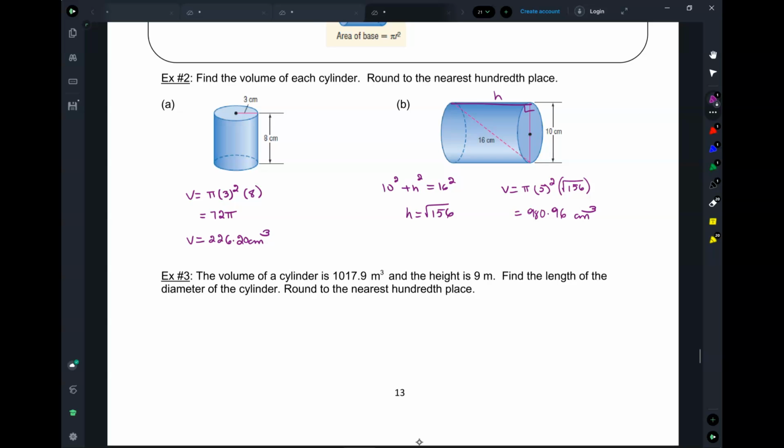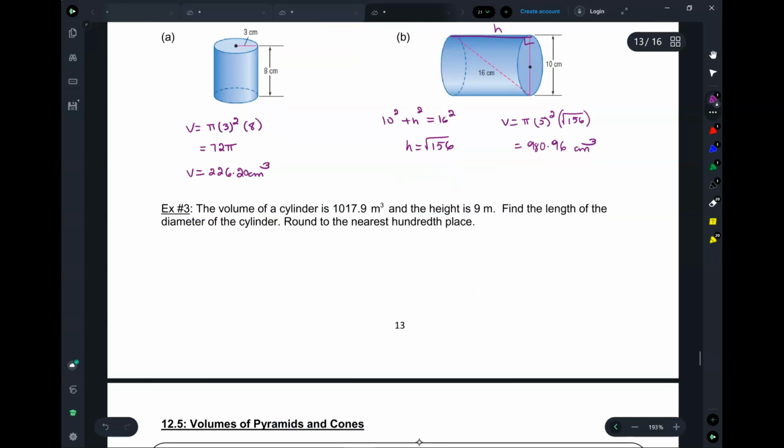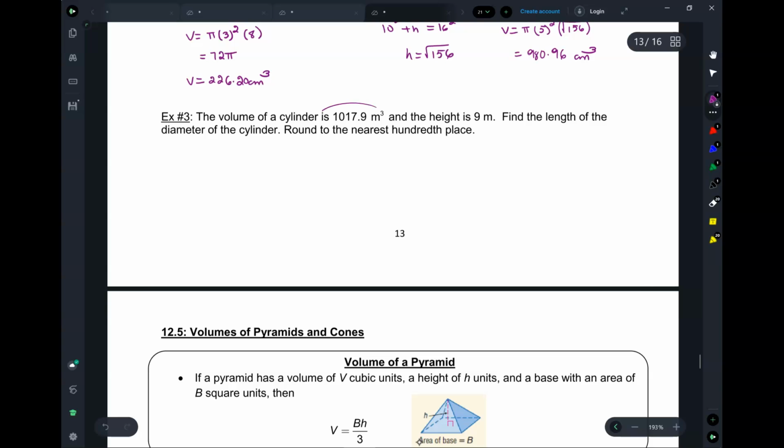And then, of course, we have to have a problem where the volume is given and you have to find one of the other things. So here, the volume is this, and the height is 9. If I'm given volume, I know I need to start with the formula for volume. So I just write out the generic formula for the volume of a cylinder. Then I fill in what I have. 1017.9 equals pi r squared times 9. Divide by 9. What else can I divide by? 9 pi.